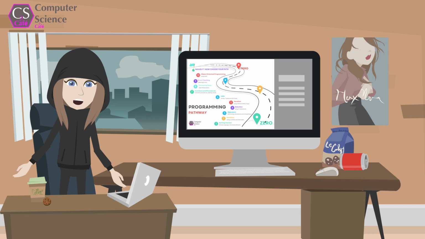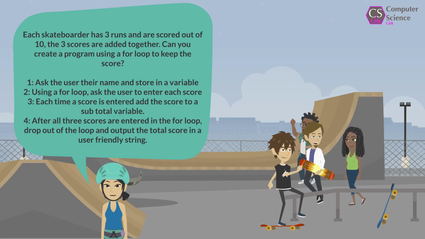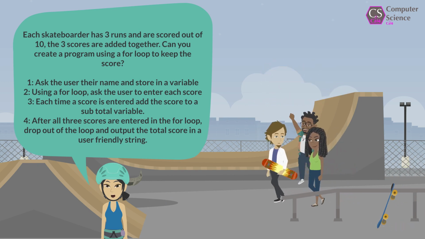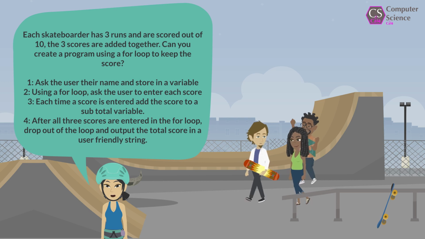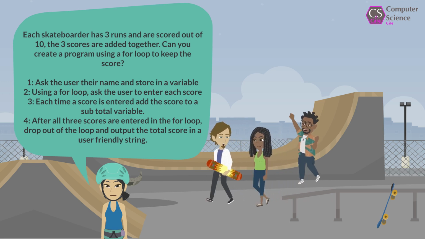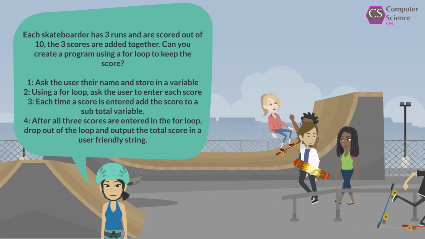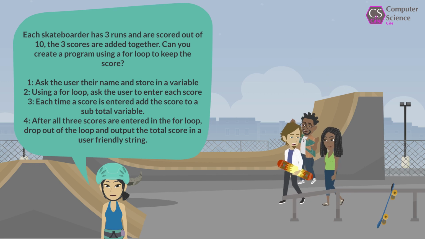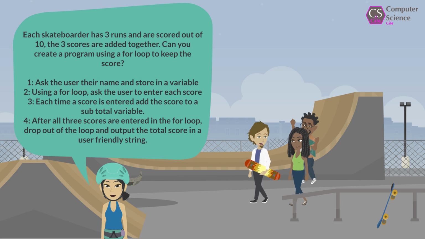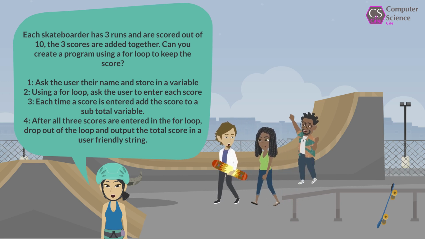And now to the for loop coding challenge. Each skateboarder has 3 runs and are scored out of 10. The 3 scores are added together. Can you create a program using a for loop to keep the score? 1. Ask the user their name and store in a variable. 2. Using a for loop, ask the user to enter each score. 3. Each time a score is entered, add the score to a subtotal variable. 4. After all 3 scores are entered in the for loop, drop out of the loop and output the total score in a user-friendly string.